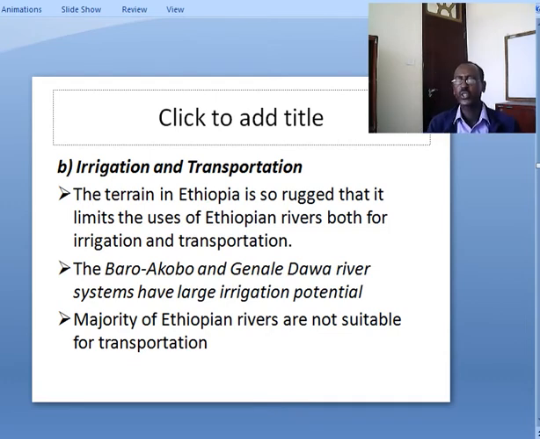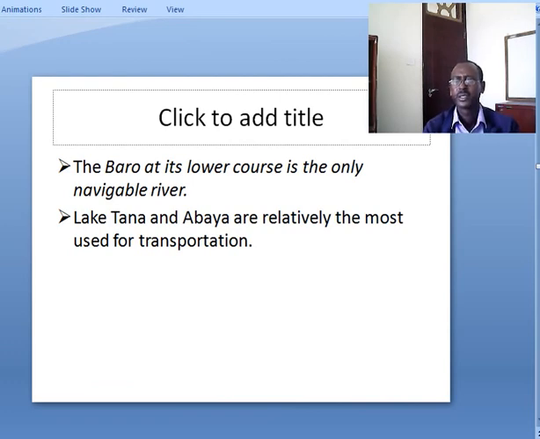Two, irrigation and transportation. The terrain in Ethiopia is so rugged that it limits the uses of Ethiopian rivers both for irrigation and transportation. The Baro and Genale-Dawa river systems have large irrigation potential. The majority of Ethiopian rivers are not suitable for transportation because of their topography. It is the Baro at its lower course which is the only navigable river in Ethiopia, because in the upper and middle course of the river, transportation is not possible because of its topography.